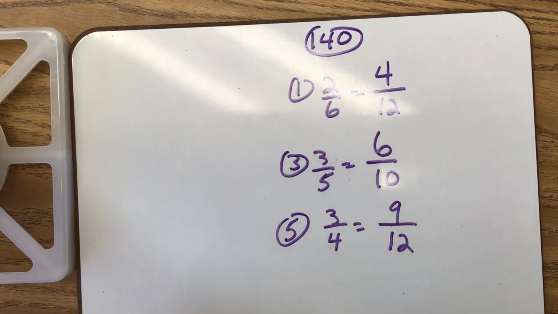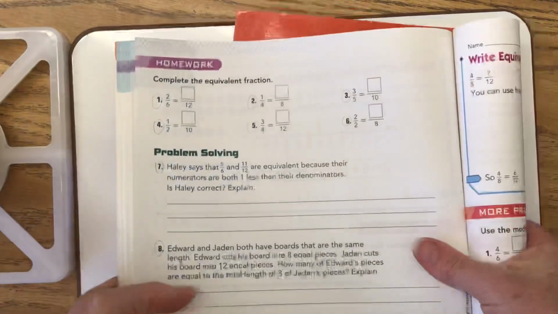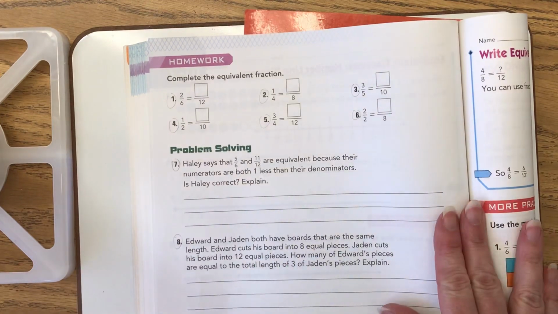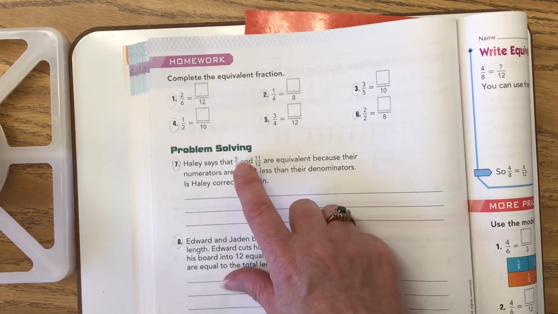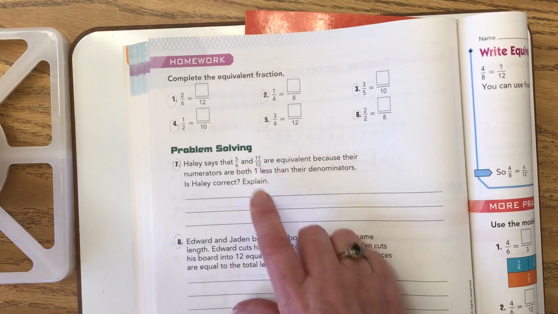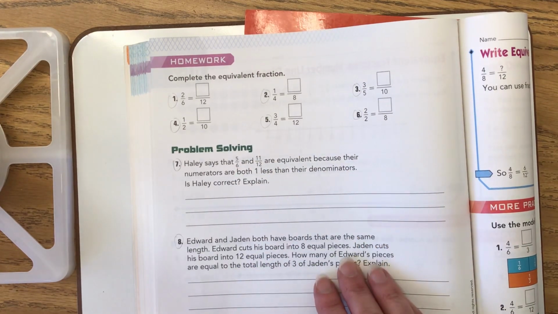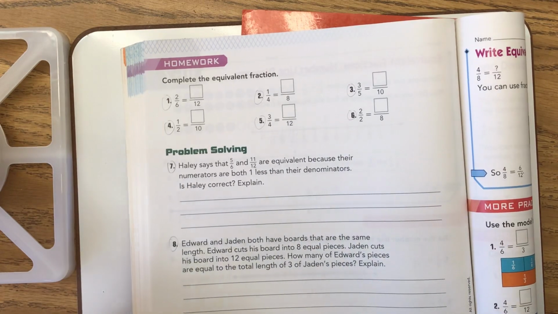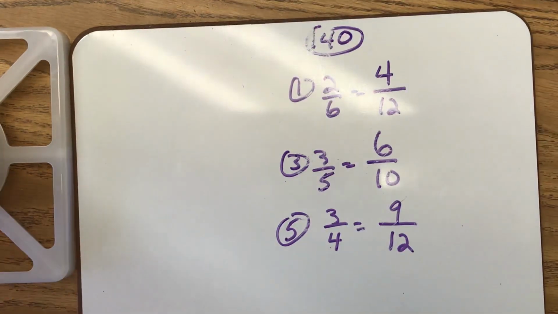Number 7 is a word problem, so let me show you what number 7 says. Number 7 says, Haley says that 5/6 and 11/12 are equivalent fractions because their numerators are both 1 less than their denominators. Is Haley correct? Explain. We can see 5 is 1 less than 6, and 11 is 1 less than 12. So we have to compare those fractions, 5/6 and 11/12, to see if they are the same.